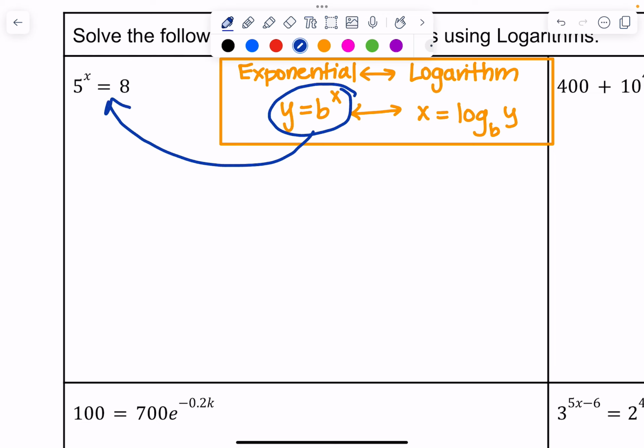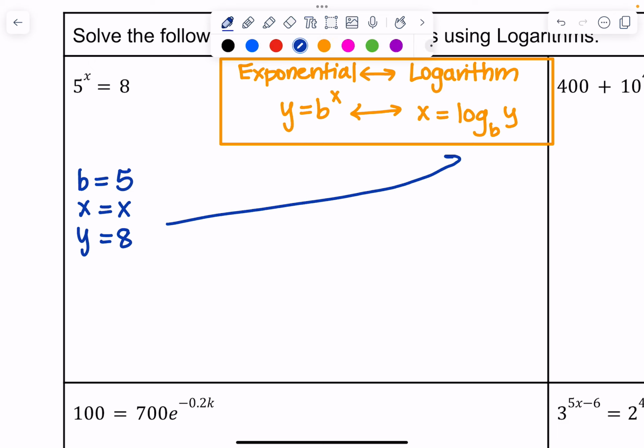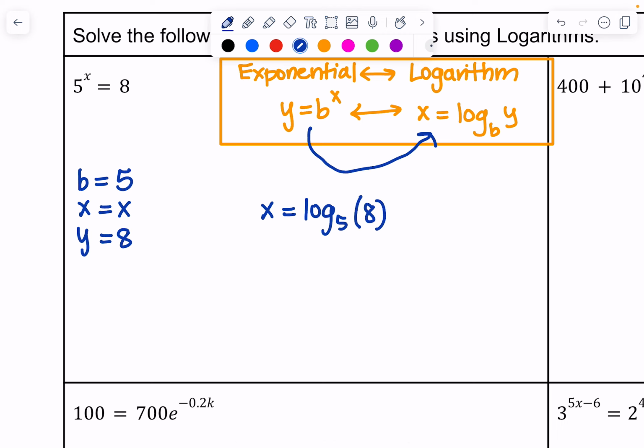So if I line it up perfectly with this, I have my base is 5. My exponent is just x, and then my y is 8. So I'm lining that up perfectly. Now that I have my b, x, and y, I can write it according to the log form. And when I do that, I will have x is equal to log base 5 of 8. I probably showed way more steps than I needed to, but I went from this form to this form.